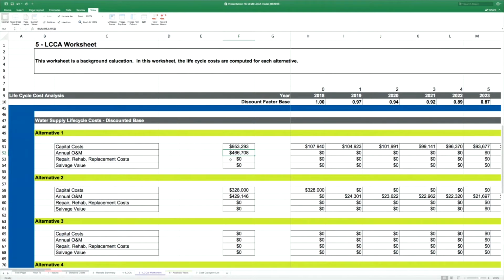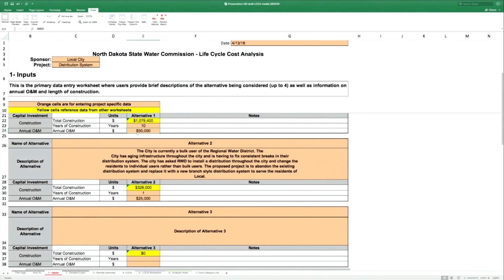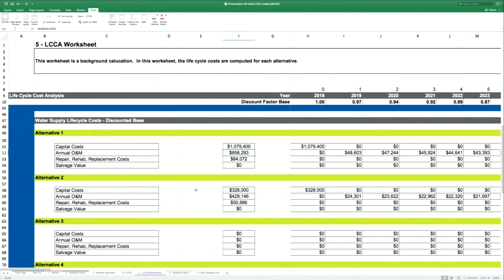So at $50,000 on annual O&M with alternative one and 25,000 here, notice how much closer the annual O&M are if you defer or if you have a 10-year construction versus a 1-year construction. So again, I just wanted to show kind of in practice how discounting can affect some of those cost streams. It doesn't necessarily mean that now the alternatives are going to cost the same, but it is going to change some of the cost stream quite a bit.